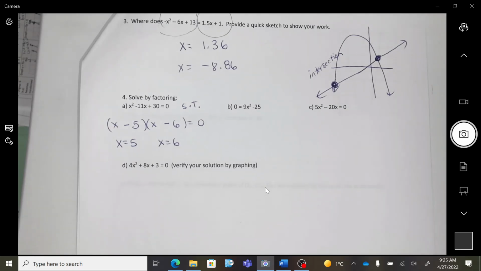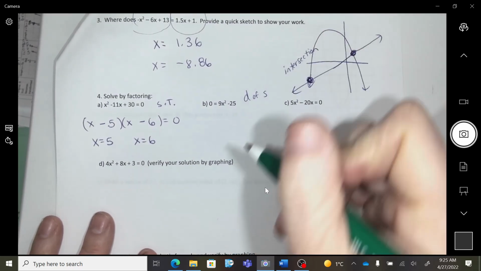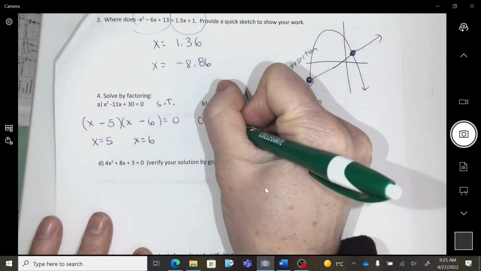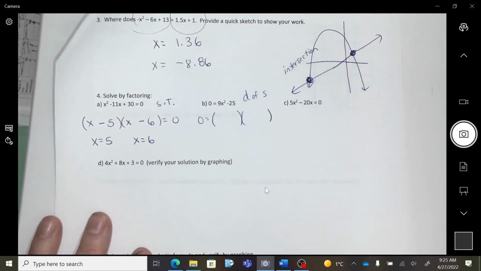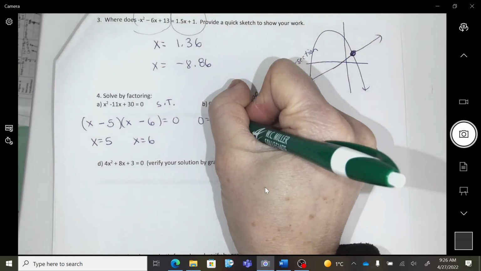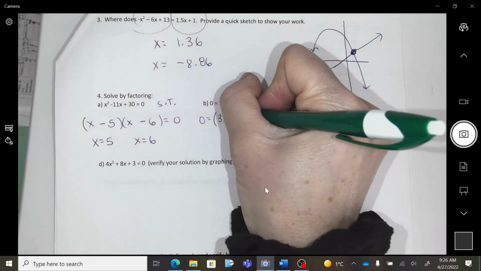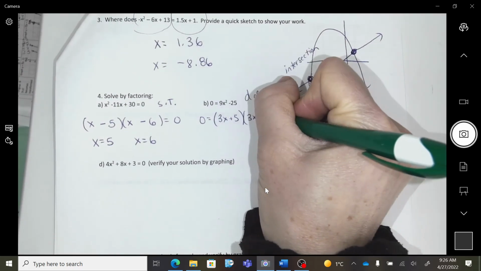Okay, B. This style is a difference of squares. So 2 brackets. Okay, we have to say what multiplies to 9x squared. So something times something, and I want it to be the same thing. So did you pick 3x times 3x would multiply 9x squared? And what multiplies to 25? Plus minus 5.